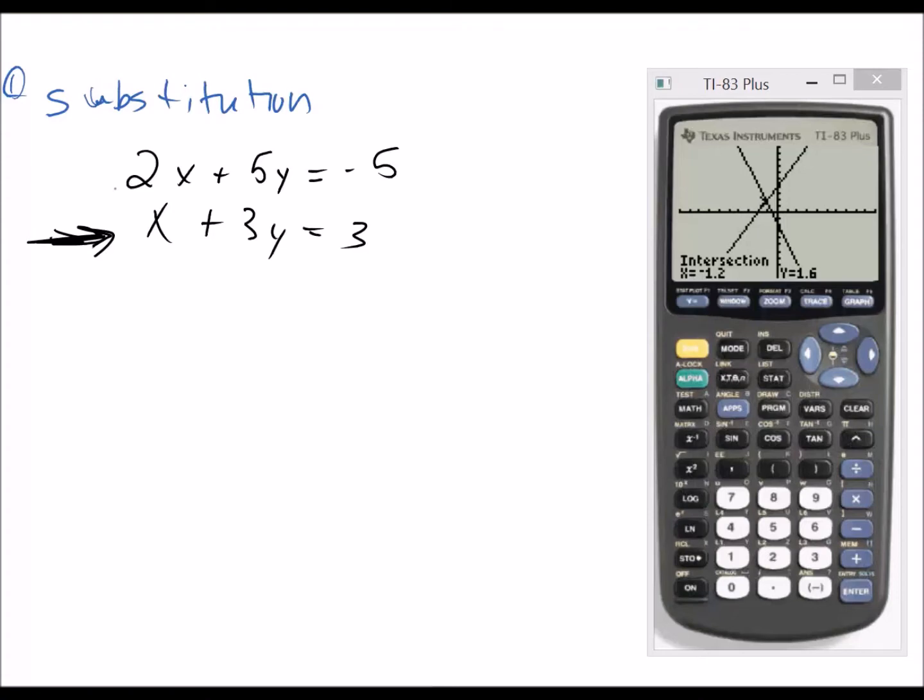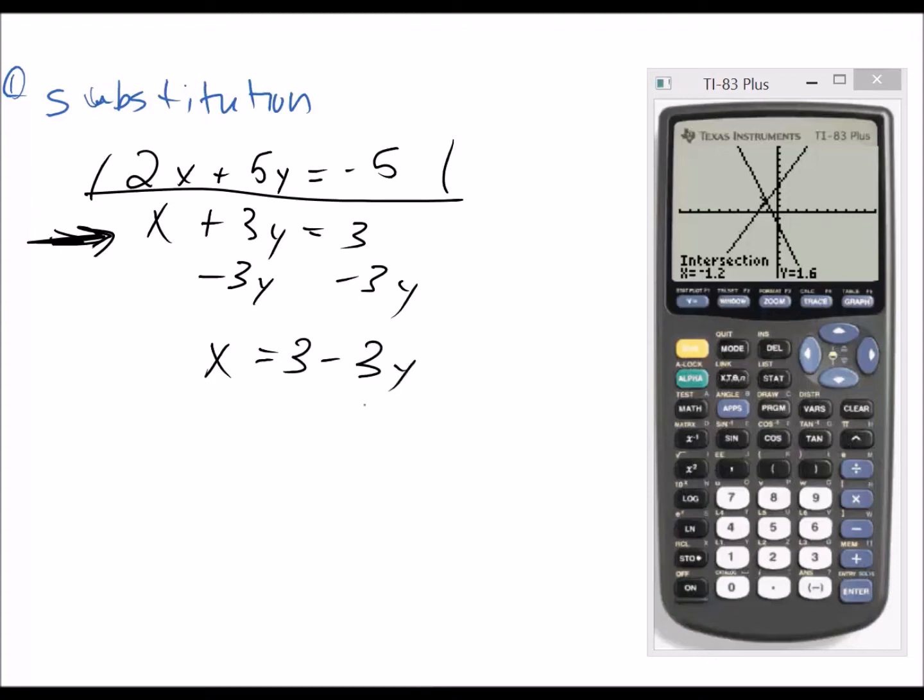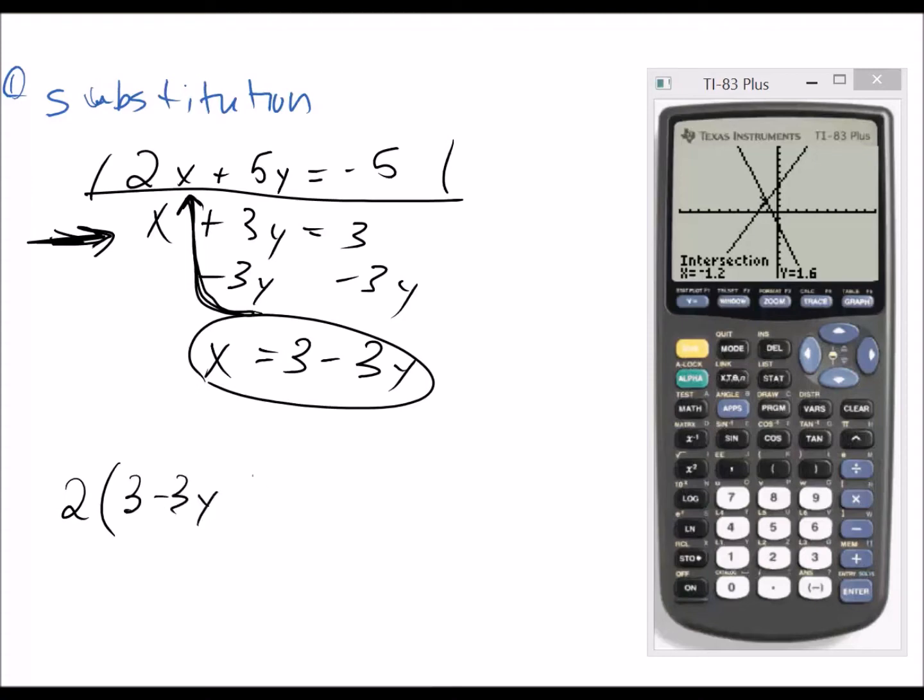So to solve it for x, we're just going to forget about this one up here for now. Solve for x, you subtract 3y. You get x equals 3 minus 3y. Now what you're going to do is take this answer and plug it in for this x, because that's what x is equal to. You take it and you plug it into the other equation. So you get 2 times (3 minus 3y) plus 5y.